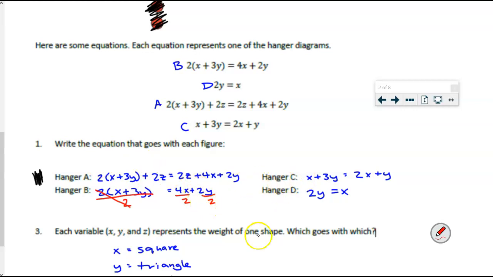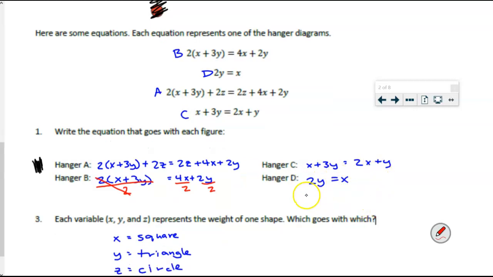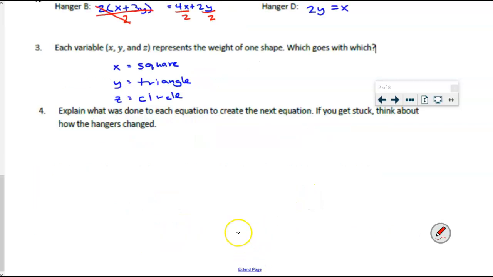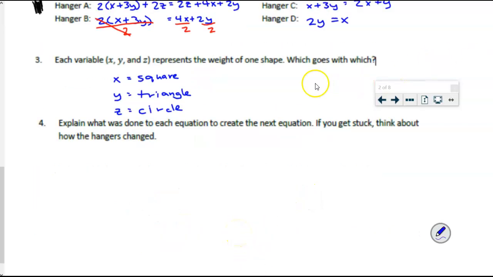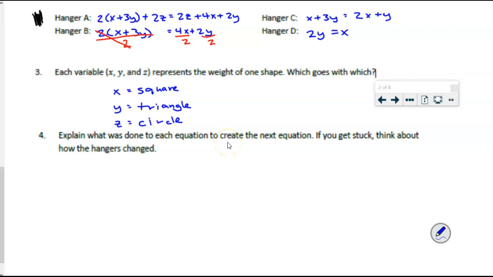And so you can see that transition into hanger C. And then from there, we subtract x from each side and subtract y from each side. Let's do it on our own. Now that we've seen it, we've talked about it, let's actually do it and show the work.